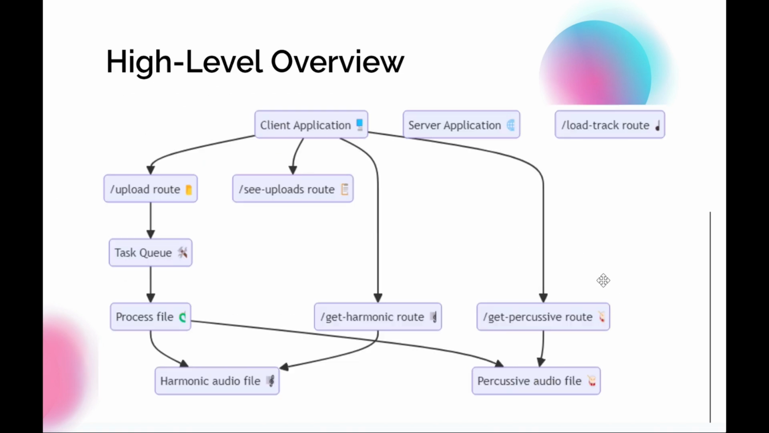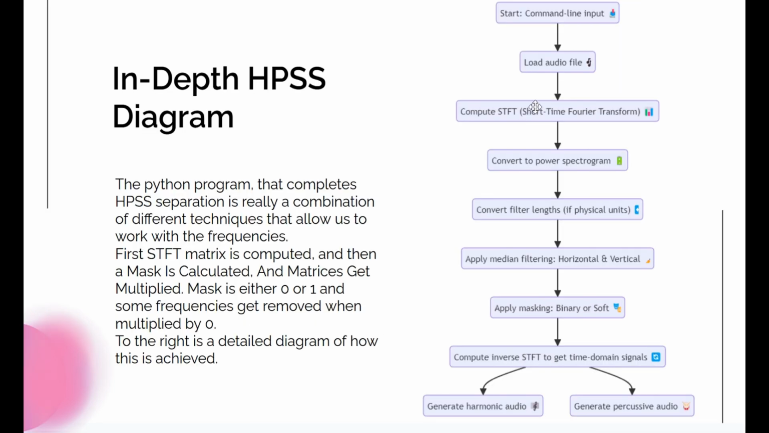And a more high-level overview, we have the client application, which is our React application. It makes a request for the upload route. It adds this task to the queue. The file gets processed, generates two new files, one only harmonic, one only percussive, sends a response back to the client, and the client makes two new requests, one for the harmonic file and the other one for the percussive file. To better demonstrate how the Python program works, I created this diagram.